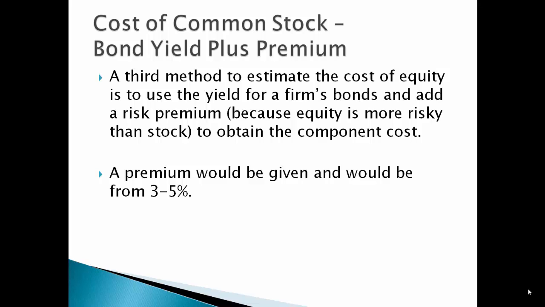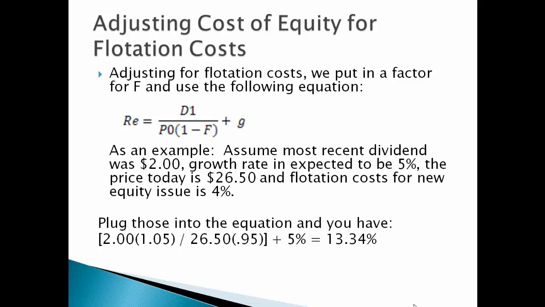And historically, this premium has been anywhere from 3 to 5%, and that'd be a number that I would need to provide to you. But you can calculate the bond yield based on pricing information, etc. And then just tacking on a premium, we would have this third way to estimate the cost of equity. We've already talked about adjusting the cost of debt and the cost of preferred stock using flotation costs.